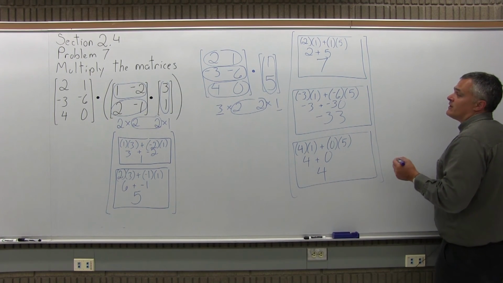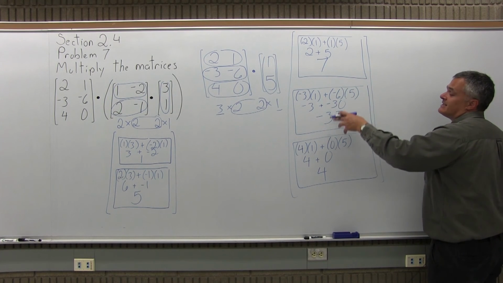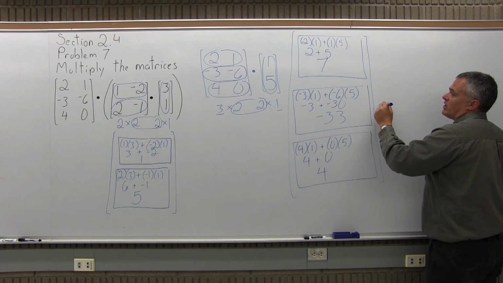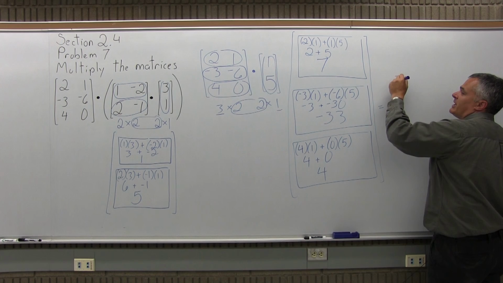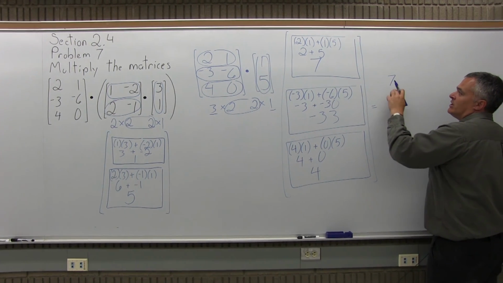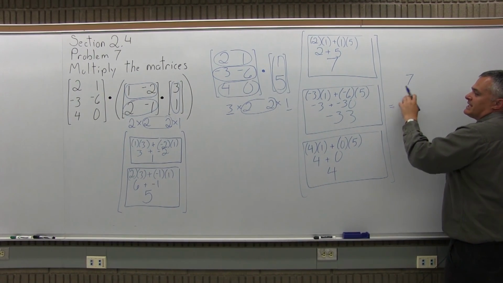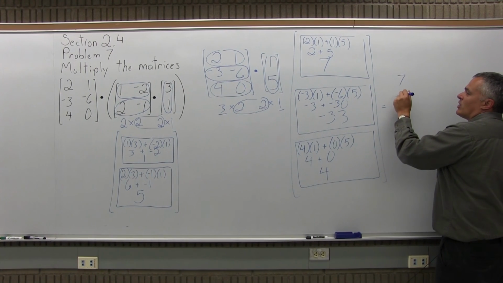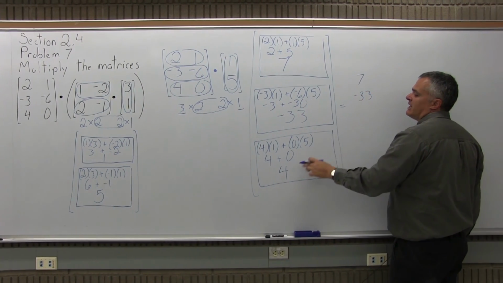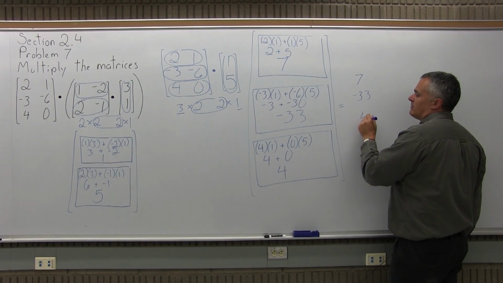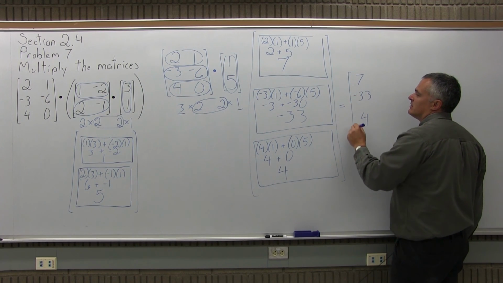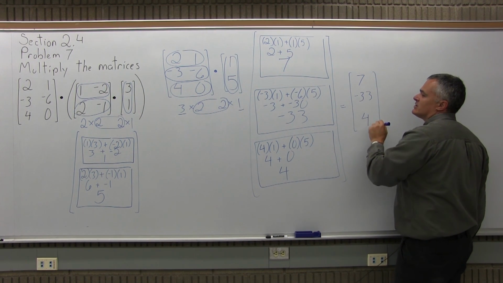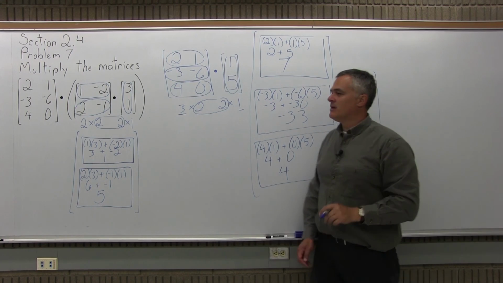So now, this is the final answer, but it's best not to write it with all the work. You'd have one matrix with 1 column. The top value in that column is 7, the middle value is -33, and the bottom value is 4. And that's the answer for number 7.